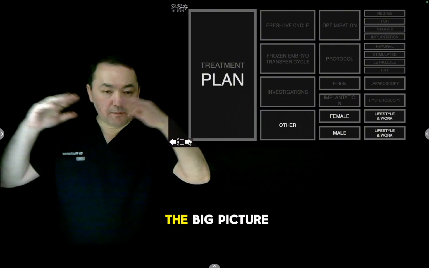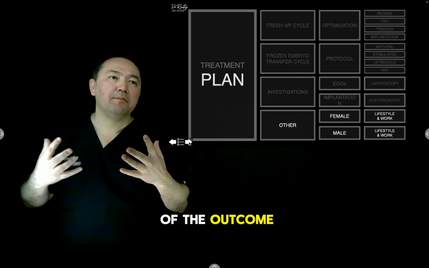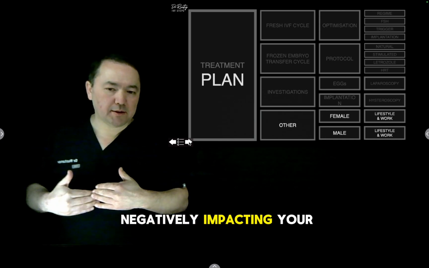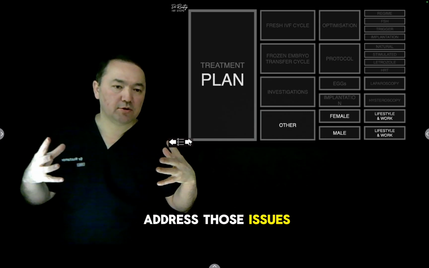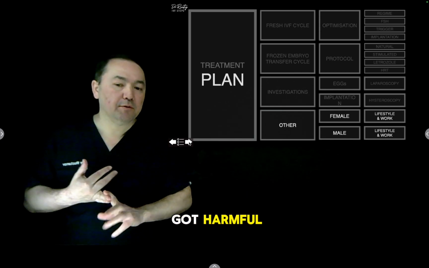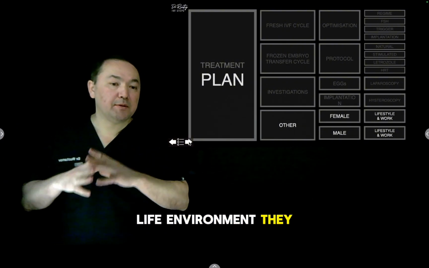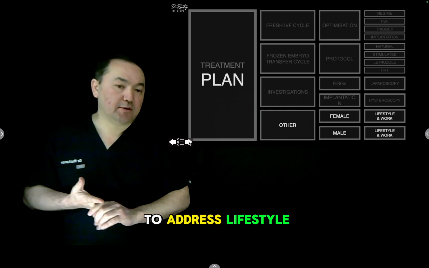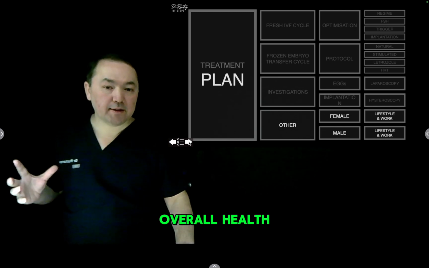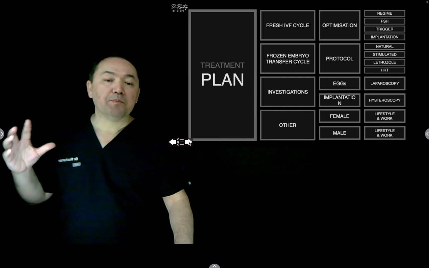And also they will look at the big picture. So if they can't make sense of the outcome, if they think there is a significant health issue which may be negatively impacting your health, then they will address those issues. They check if you're on any certain medications, if you have harmful, hazardous chemicals in your work environment or life environment. They will need to address those. Then they need to address lifestyle factors. Then they need to optimize your overall health. Then make a plan for the next step of IVF.